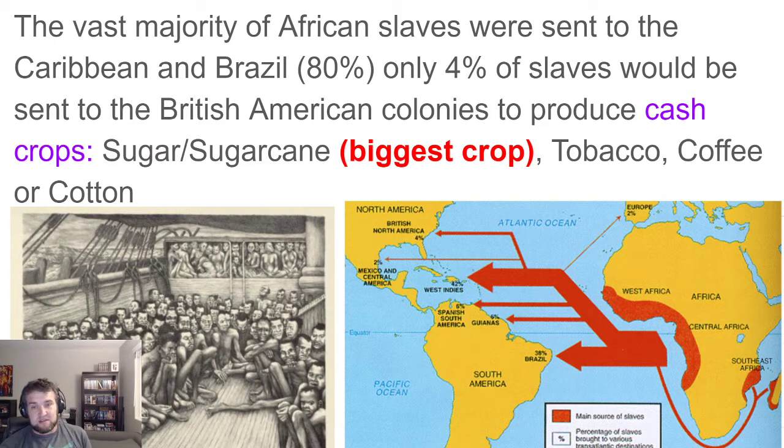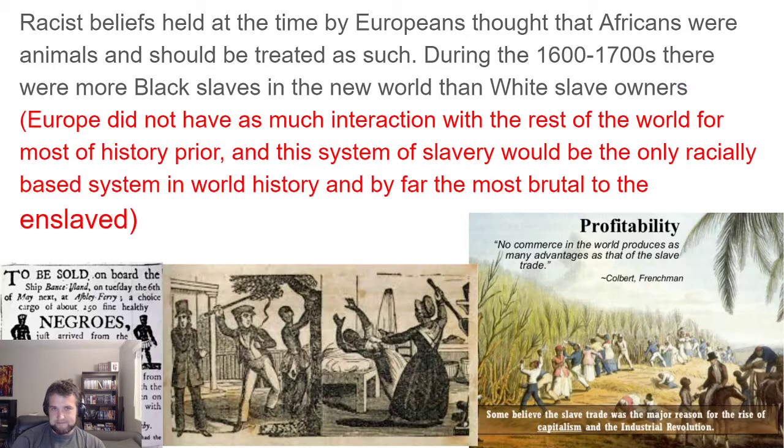It's just almost unbelievable. But yeah, the whole goal of the slave trade was to produce these cash crops that you're growing on the plantations. Sugar and sugarcane is definitely the biggest crop. Tobacco, coffee, and then later cotton will also be plantation crops mostly utilized by the slave trade. And yeah, I've already alluded to this a little bit, but racist beliefs held by Europeans thought that Africans were animals and should be treated as such.